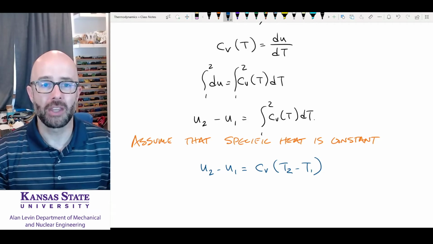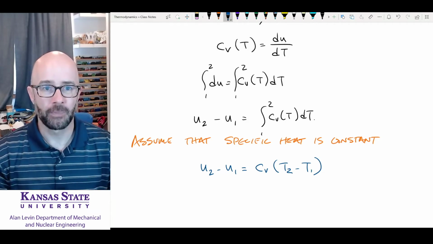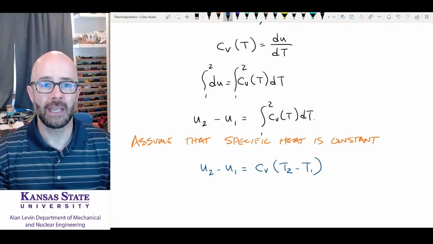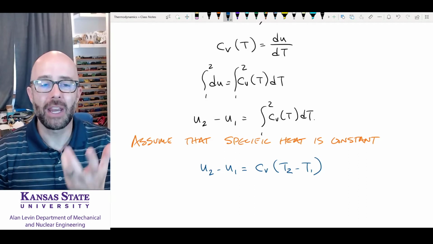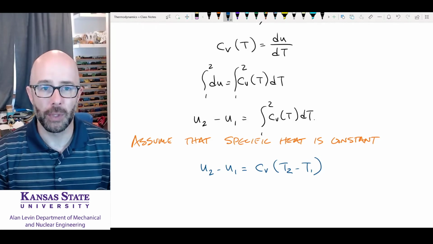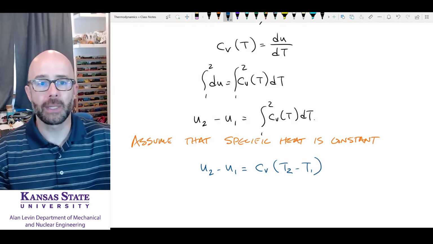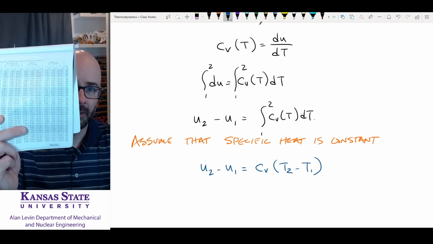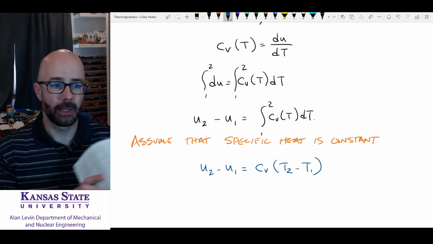Constant specific heat method, they're going to give you a C sub V, or they'll give you some other information that says assume constant specific heats. Otherwise, you're going to use variable specific heats. What are variable specific heats? Here. These are the values that come from variable specific heats.